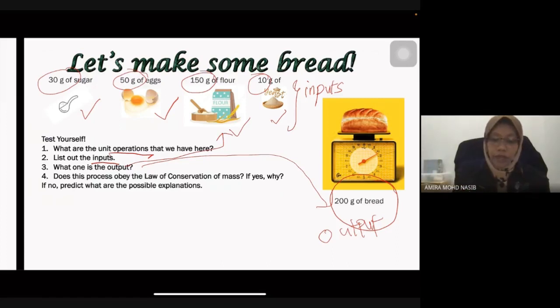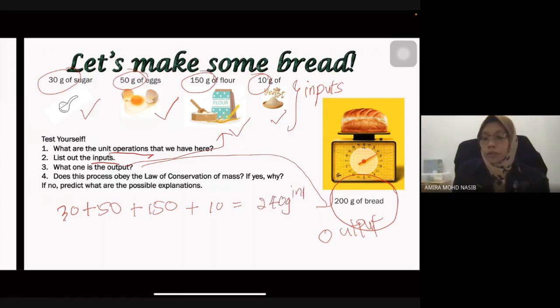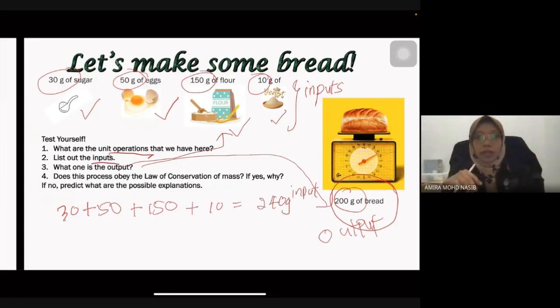So if you add it up, it gives you about 240 grams of input, but your output is 200 grams. It does not follow the conservation of mass, but we know that by the law of conservation of mass, input equals output. So where does it go? Maybe there is a possible explanation, right?